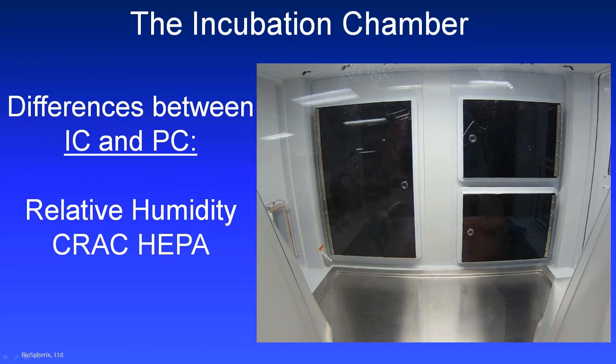Now, there are differences between the incubation chamber and the processing chamber as far as atmosphere goes. And those differences are in the relative humidity and in the crack HEPA filtration. The relative humidity is generally kept higher in the incubators, although you can set it to be the same as the PC if you want. And you only have this crack HEPA filtration in the processing chamber, not in the incubators, which makes sense because that's where most of your particle risk to your cells and tissues is. It's in the processing chamber, not in the incubation chamber where the cells are closed.